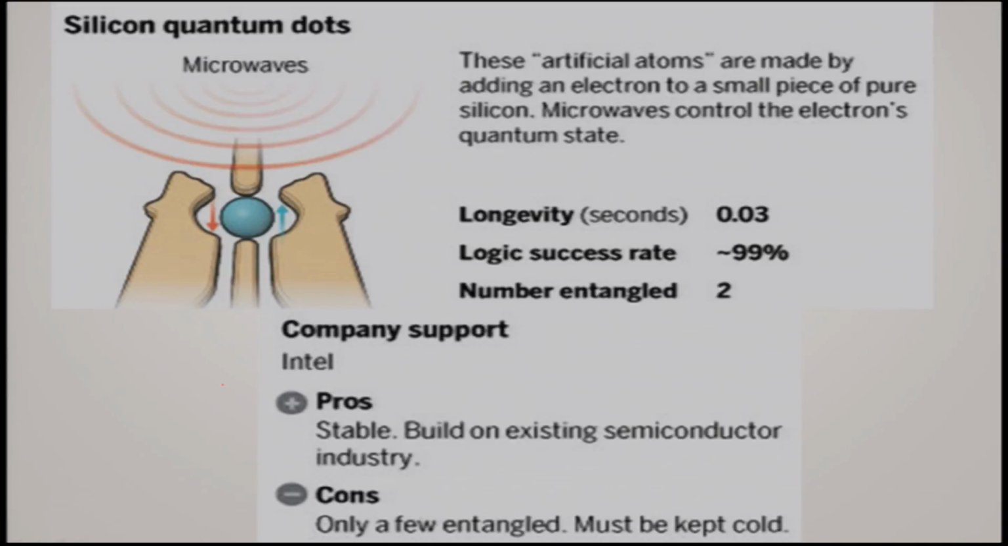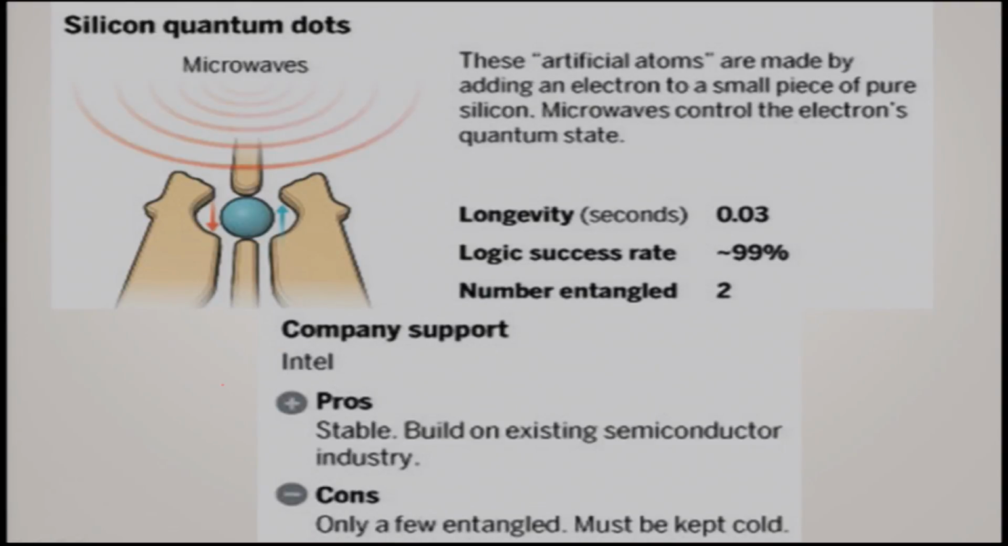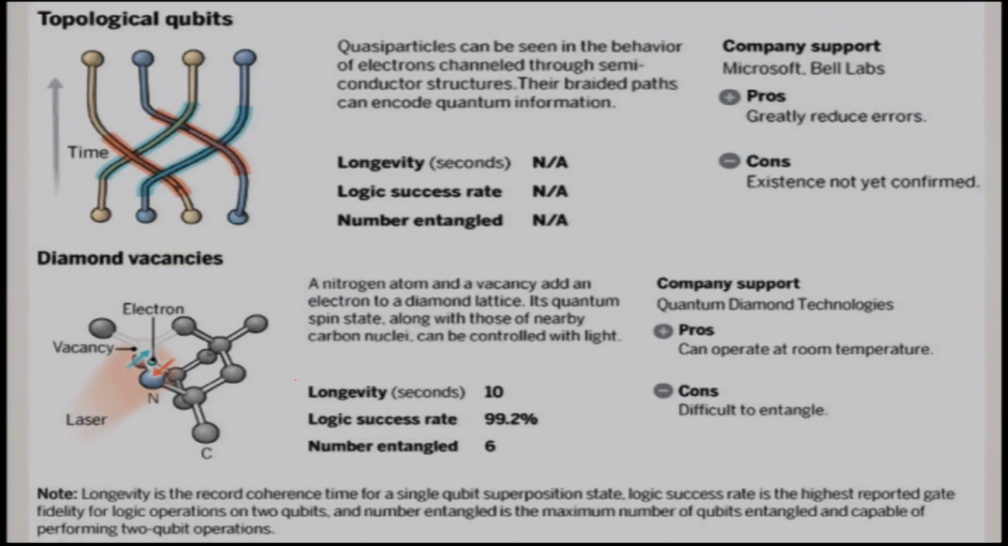IBM, for example, which is going ahead with the semiconducting loops, has declared that sometime later in this year they are going to come up with their version of quantum computers. And the silicon quantum dots is another area where, as I just mentioned, a lot of effort is going on, and Intel is gearing up more on this direction.